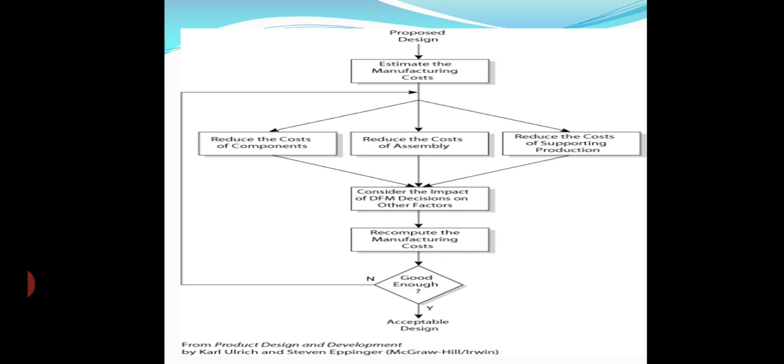First one, primary cost, secondary cost, assembly. Primary is the heart of the machine and secondary is the minor supporting elements, and third one, assembly. And to consider the impact of DFMA decisions on other factors, using DFMA software, you should analyze the cost and other terms. Recompute the manufacturing cost, conducting various experiments and comparing various solutions. Finally, your design will be accepted.